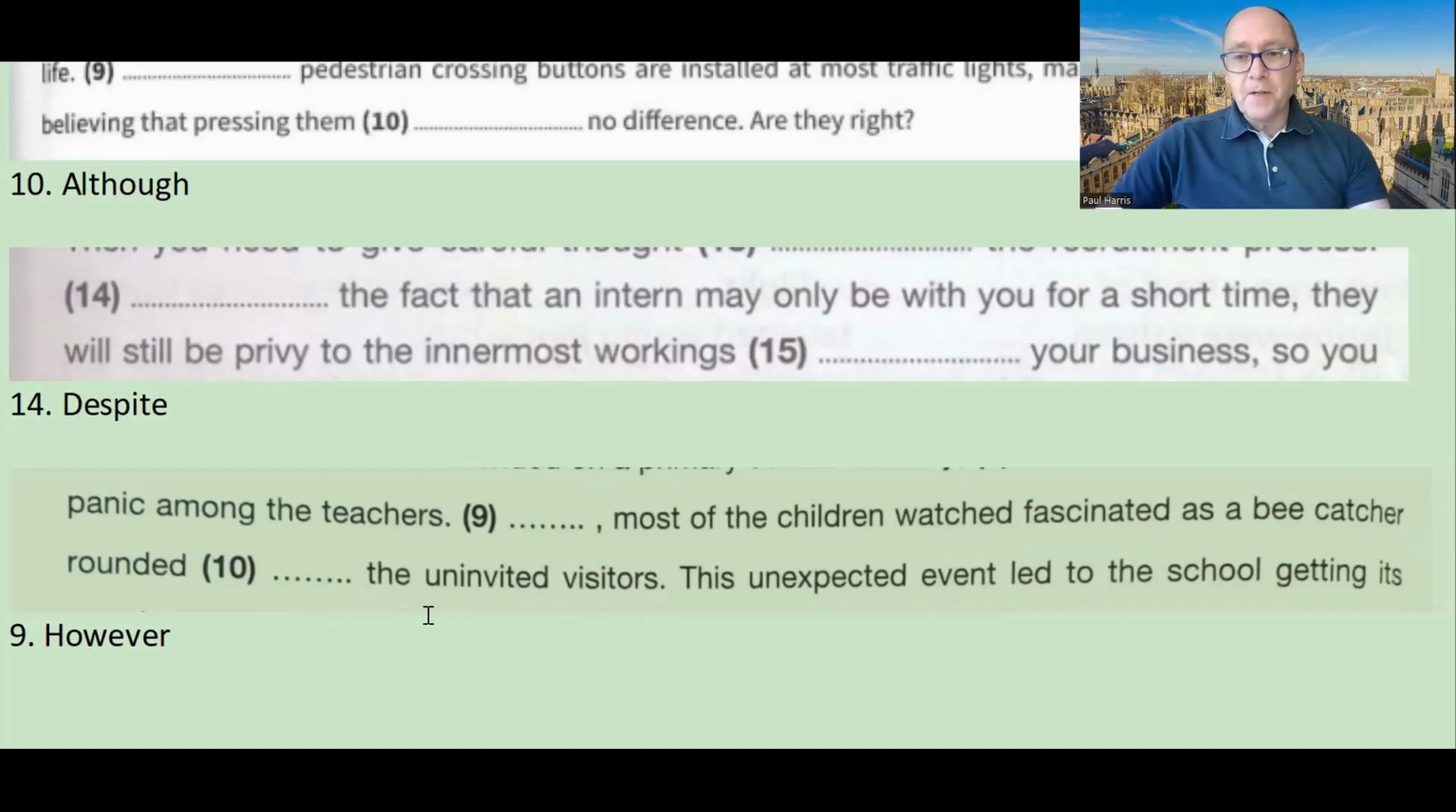most of the children watched, fascinated, as the bee catcher rounded up the uninvited visitors. So I think it's worth knowing these words. You'll find as you do more of these open cloze exercises how common these sentences are: however, though, even though. And also you can have these answers here with while and whilst. They would also work with these two contrasting clauses we've been talking about.